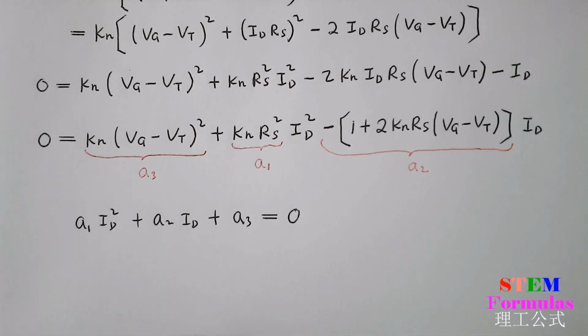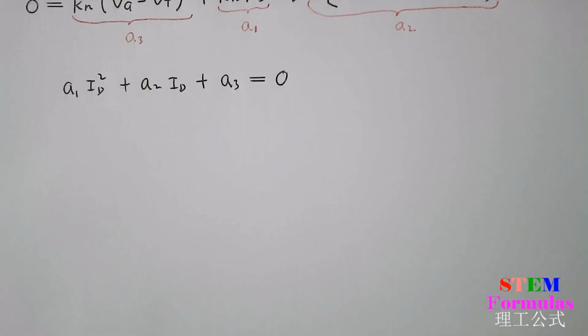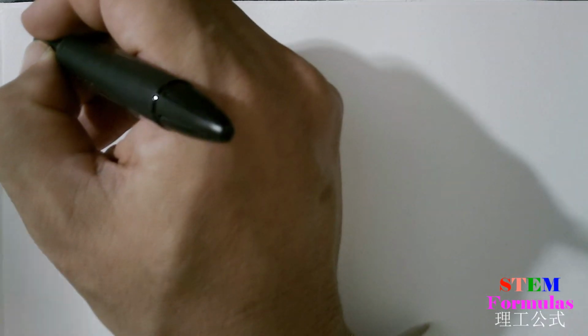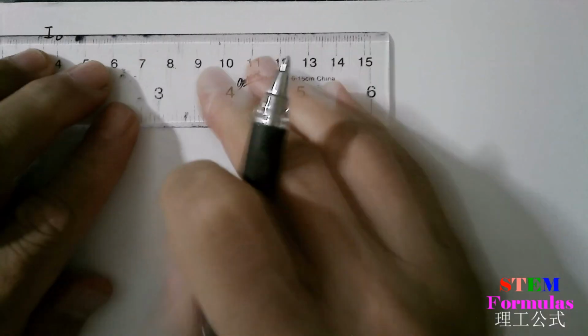Now, next page, I need to find the current in the triode region. I'm going to use the next page. For the triode region, ID is given by the following expression.